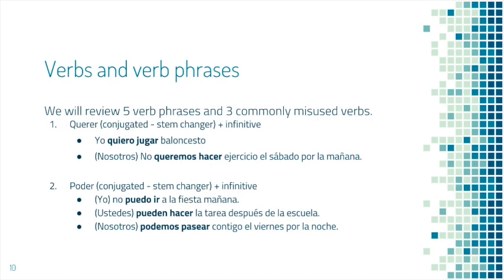Ustedes pueden hacer la tarea después de la escuela. Same thing there. Pueden is conjugated. Hacer is our infinitive. The next example, nosotros podemos pasear contigo el viernes por la noche. Podemos is our conjugated form of poder. Pasear is the infinitive. So anytime you're using querer or poder, it's going to be immediately followed by an infinitive verb.